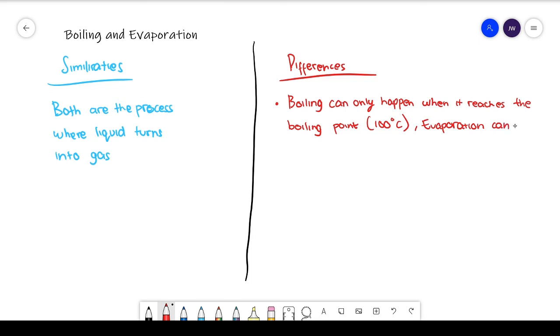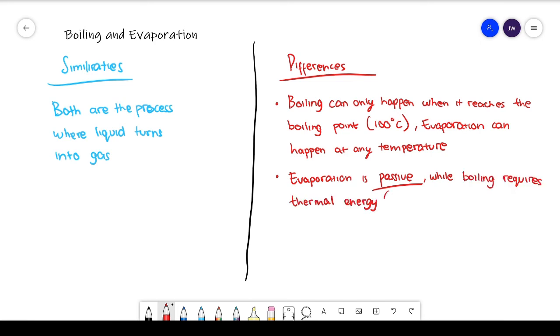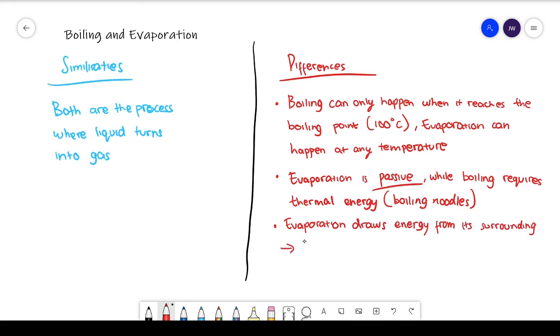happen at any temperature. Another difference is that evaporation is a passive process, while boiling requires us to supply thermal energy to the object. The example is boiling noodles. When we boil the noodle, we need to supply thermal energy to the noodle in order to get it to boil. Another difference is that evaporation draws energy from its surrounding, which is why evaporation doesn't produce any bubbles.